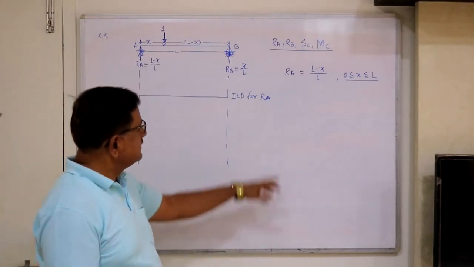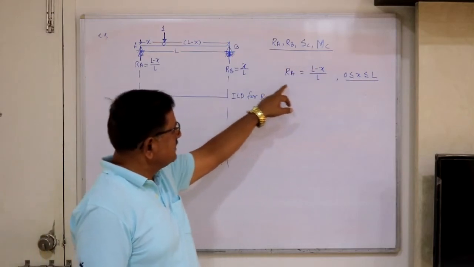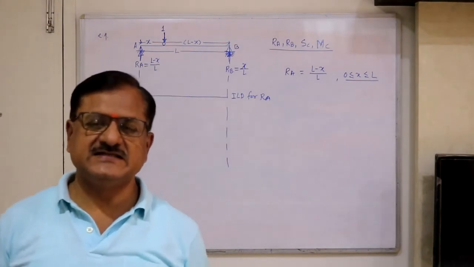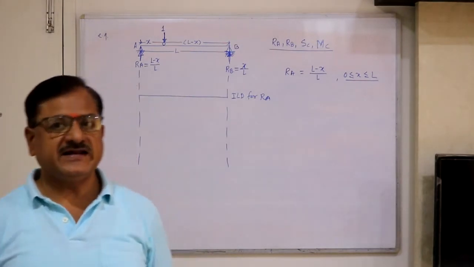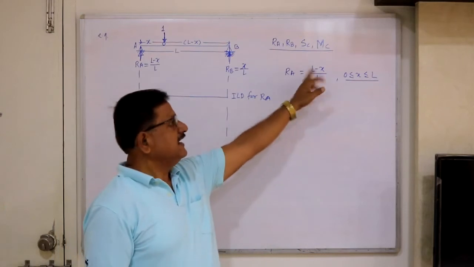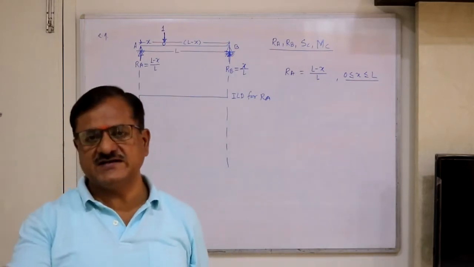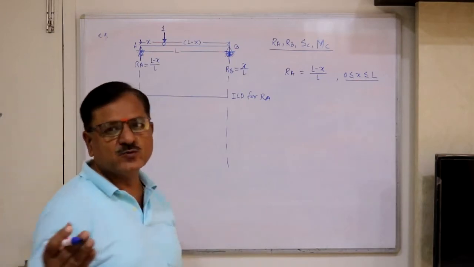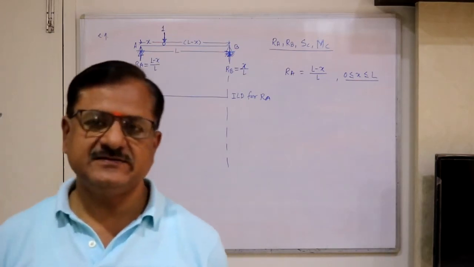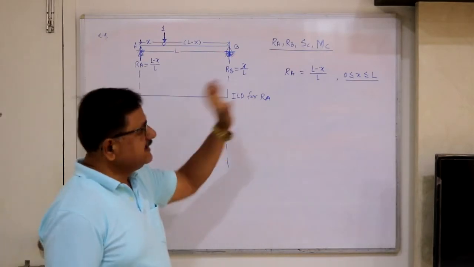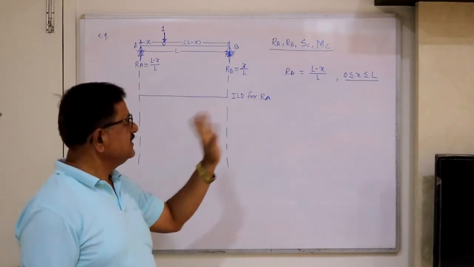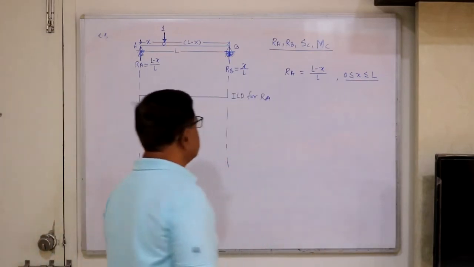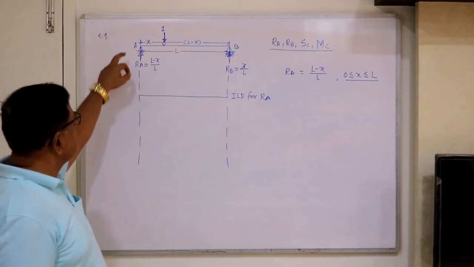Again you see that this relation is first degree in X, so this is a linear variation. RA varies linearly because X is first degree. If it is X square, then it will vary parabolically or quadratically. If it is cube, then cubical variation. Since it's a linear first degree equation, the variation is linear. So the ILD is linear.